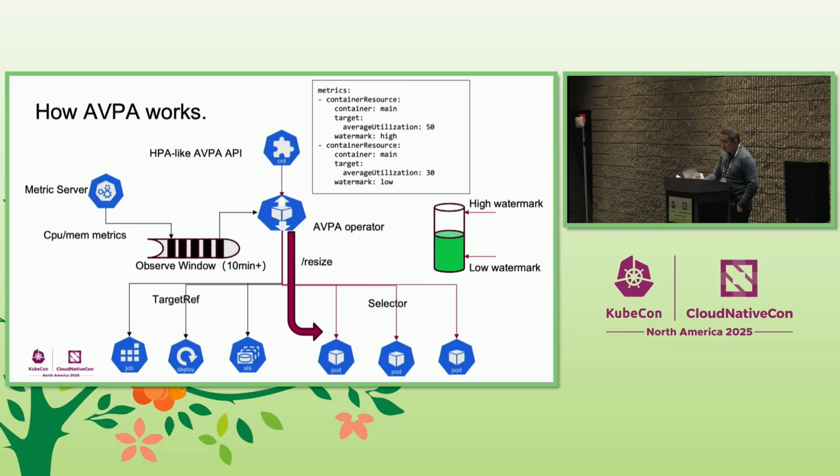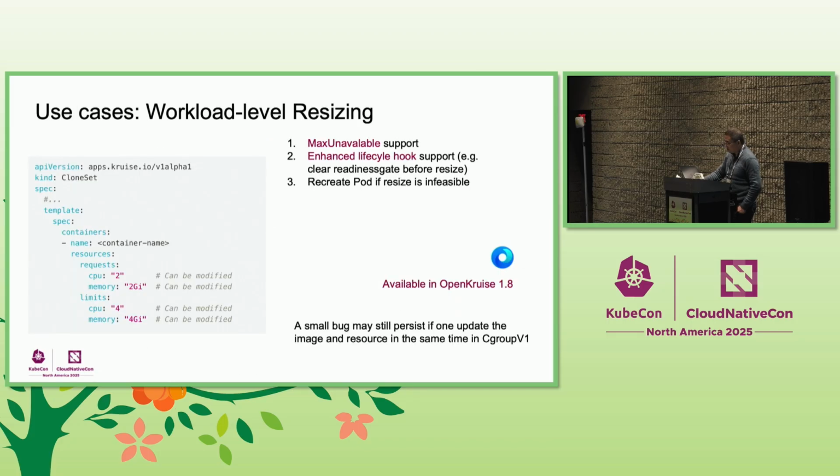Unlike VPA, AVPA exposes an HPA-like API, which exposes detailed scaling behavior controls such as low and high watermarks. The AVPA operator will try to keep the actual resource usage of each pod between the high and low watermarks. Similar to VPA, one can select scaling targets using a target ref, which supports not only deployments, but also stateful sets and jobs. In addition to the target reference, AVPA also supports a generic pod selector, which can be used to match arbitrary workloads or, for example, all pods in a namespace.